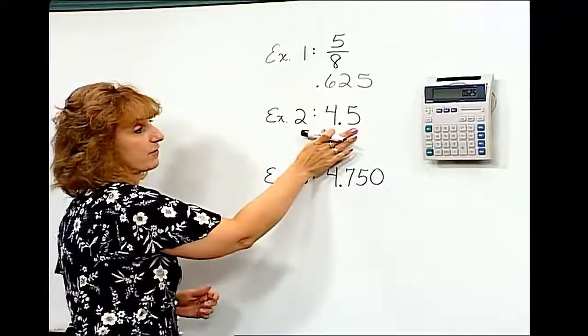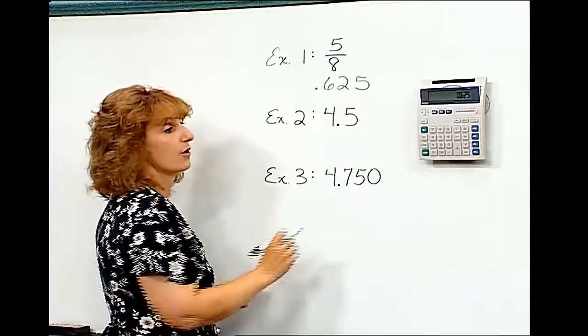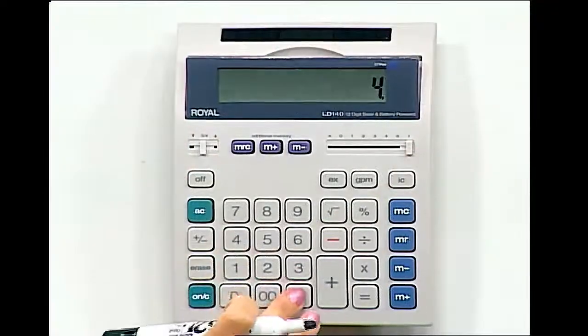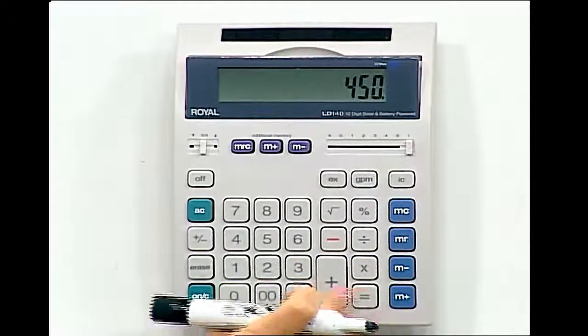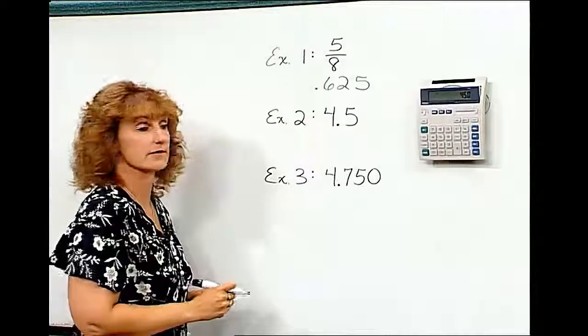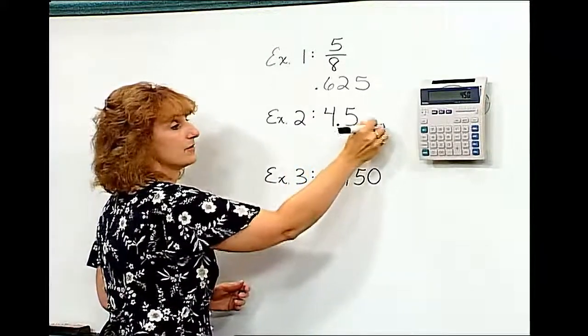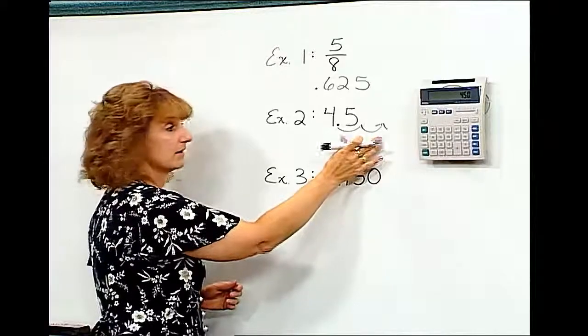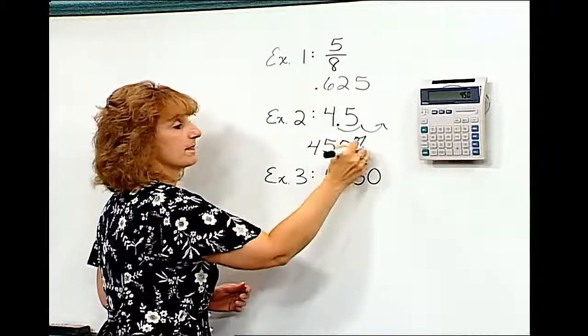We want to change 4.5 into a percent. To do that, we can multiply 4.5 times 100 and get 450%. Or we can take our decimal point and move it 2 places to the right, which also gives us 450%.